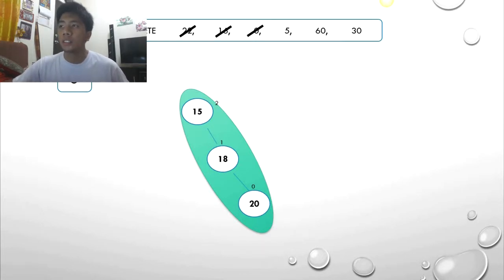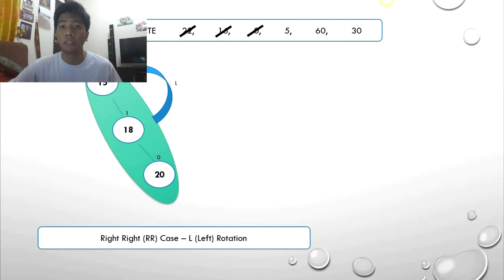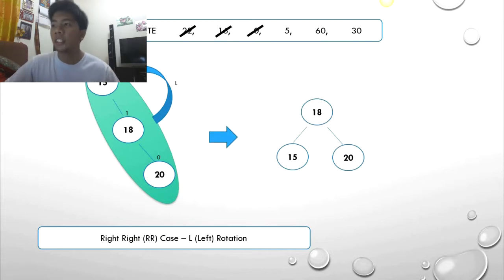Since 15 has a child on the right and 18 has a child on the right, this case will be a right-right case. Our rotation will be a left rotation. Here you have to rotate 18 and 15 going to the left. So 18 will be the parent and 15 will be considered as the child of 18, and 20 as well. Here is the answer.